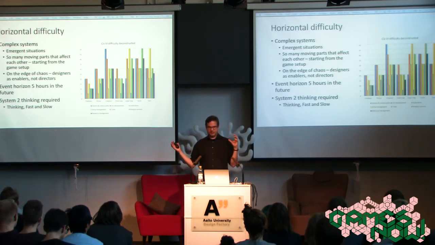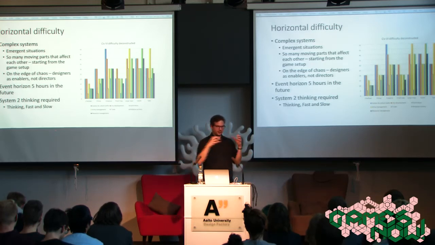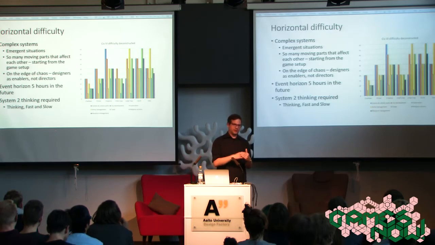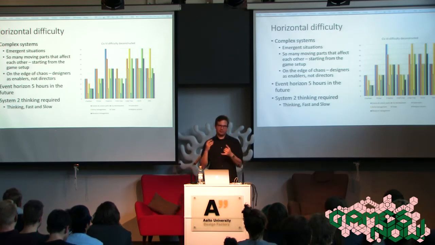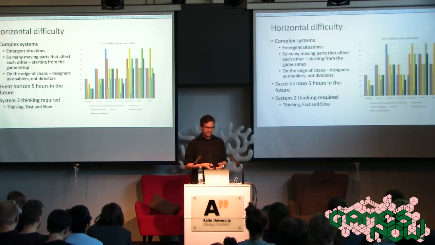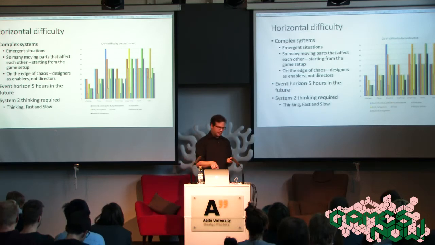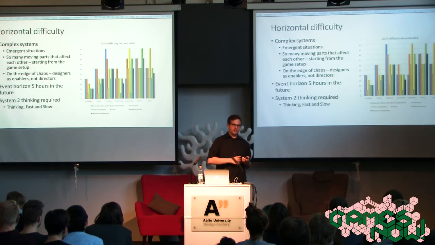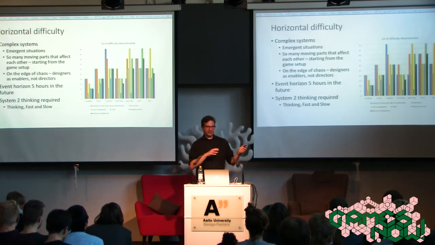Complex systems have emergent situations and so many moving parts that affect each other that even the designers can't handle everything. It's kind of like the game works on the edge of chaos. There are a lot of possibilities that break the game, break the flow, break the difficulty, make exploiting the game possible, because it's just so complex that nobody can really understand it. And that is one reason why there have been quite many updates to Civilization. They try to fix all these balancing issues and bugs and exploits in the game.